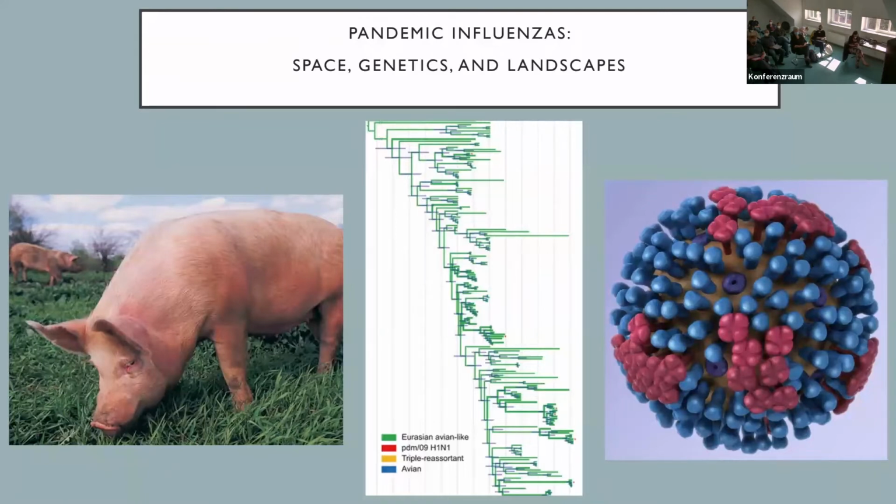And a lot of times, evolution of organisms is driven by place, by landscape level factors. So I'm going to talk about something called landscape genetics.